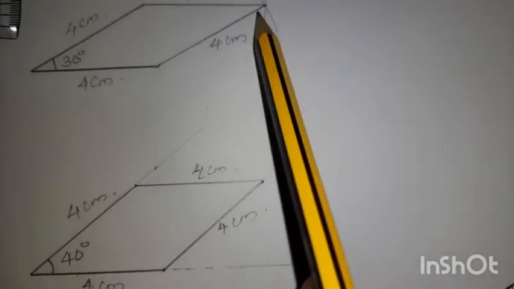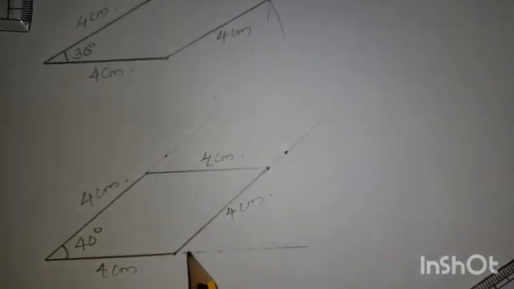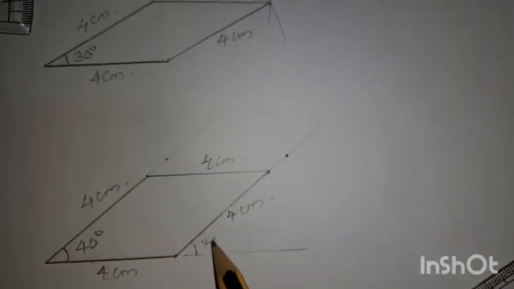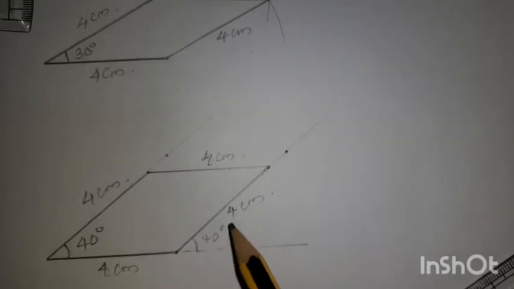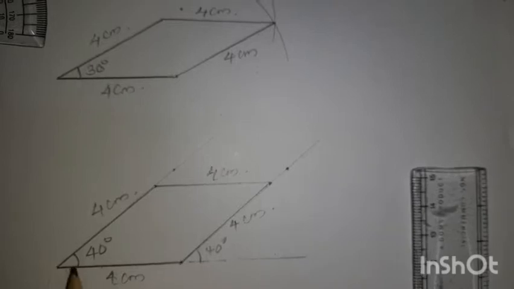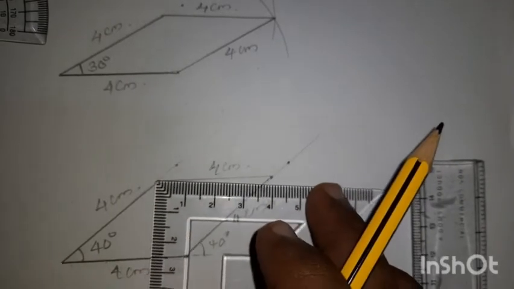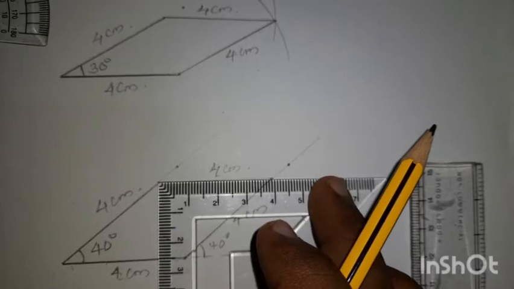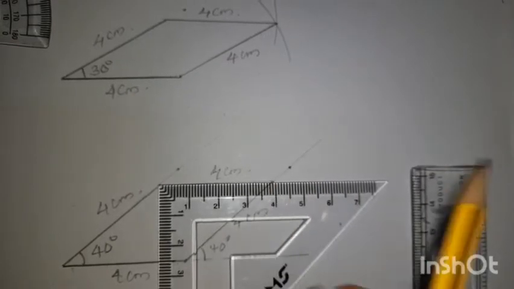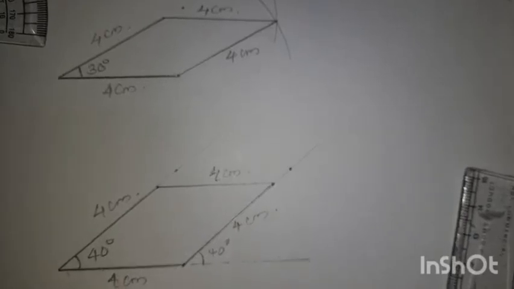Either you can use the compass to draw, otherwise here you draw again a 40 degree angle. Then mark 4 centimeters. So first of all you draw 4 centimeters and draw an angle 40 and draw a line. Then keep your set square like this and mark 4 centimeters. That also you can draw.